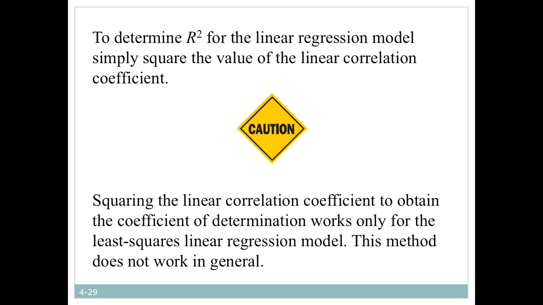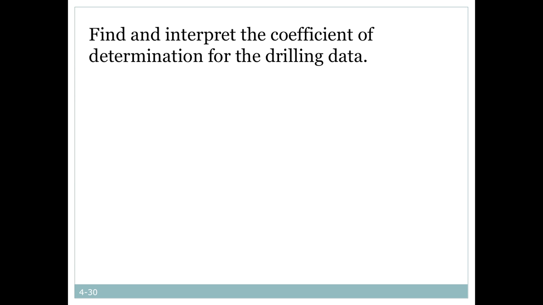Now, in order to determine an R-squared value for a linear regression model, all you really have to do is just square the value of the linear correlation coefficient. Now, squaring this linear correlation coefficient to obtain the coefficient of determination only works for the least squares linear regression model, which is all we're going to be dealing with in this class, but it's important to note that this method does not actually work in general. It's just going to work for our nice little least squares linear regression model.